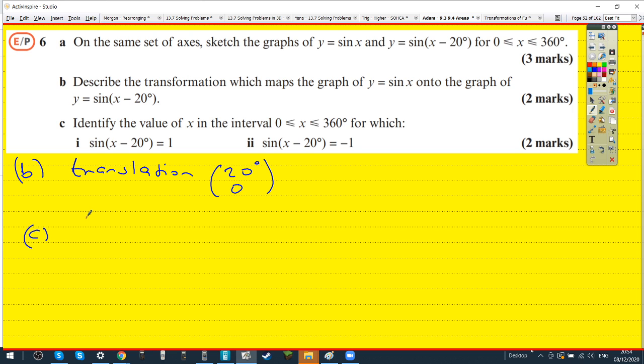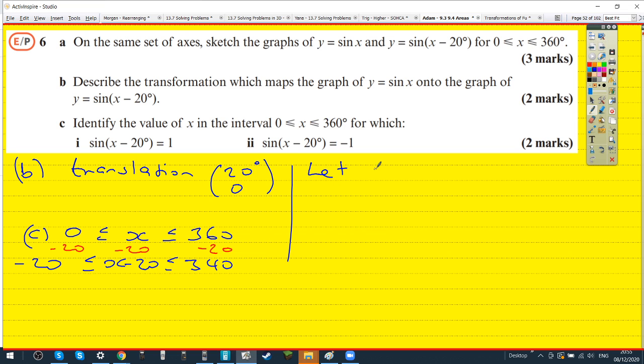So it'd be 20... would it be 20? Hold on. Let's change the interval first. So x is between 0 and 360. Would it be 2x, or x minus 20? How would you go from x to x minus 20? You'd minus 20. So it'd be between minus 20 and 340. Yeah. Okay.